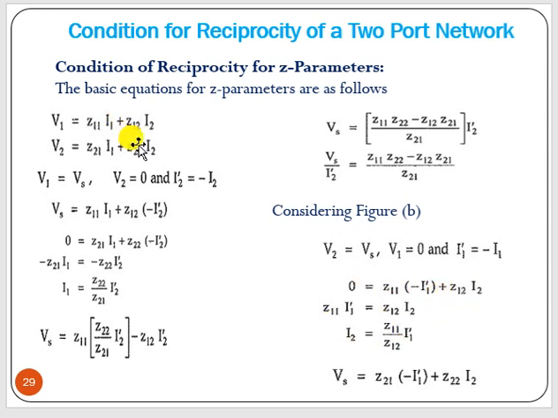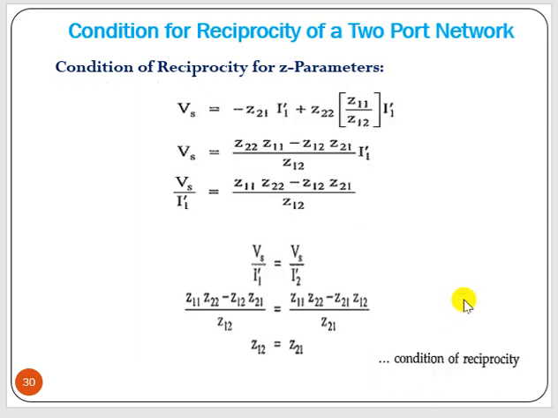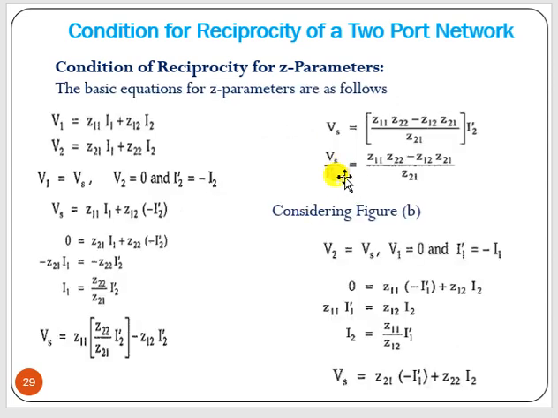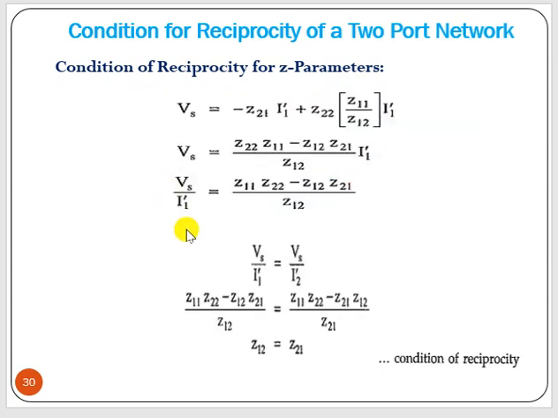Now in the second equation, put V2 equal to Vs and I1 equal to minus I1 dash. After that we can put in this I2 equation, then we can find Vs by I1 dash, because here we will have only I1 dash. So using that we got Vs by I1 dash. Now we have Vs by I2 dash and Vs by I1 dash. If both are equal, then the two-port network is reciprocal. It follows the condition for reciprocity.